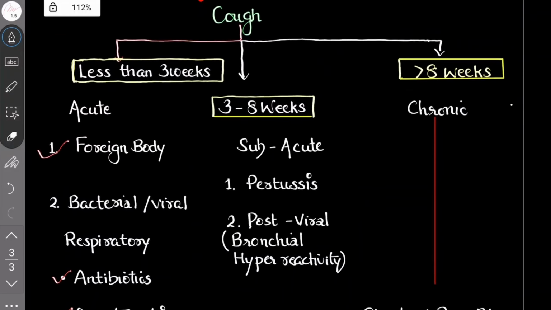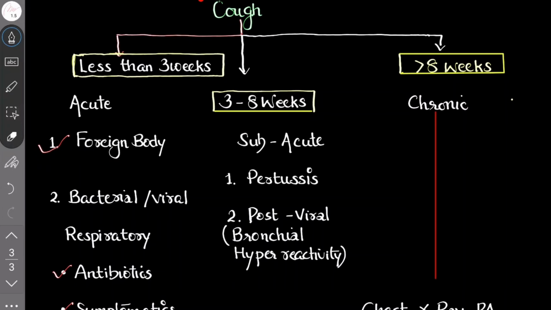That's it. Then a cough of 3 to 8 weeks duration is called a subacute cough, which is mostly pertussis. In pertussis we see a whooping cough. We already discussed the whooping cough. Next is post-viral bronchial hyperreactivity. A viral infection can cause myalgia, body pain, all those things. Usually viral infection causes an acute cough.